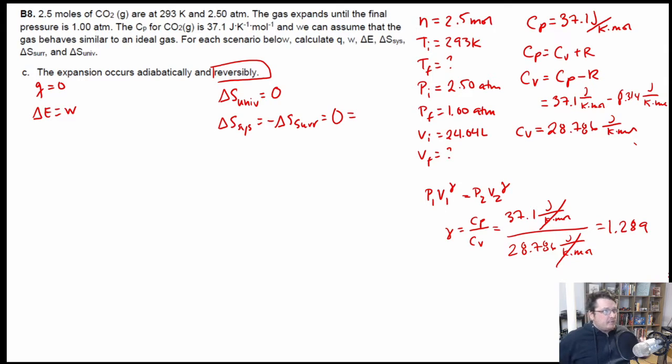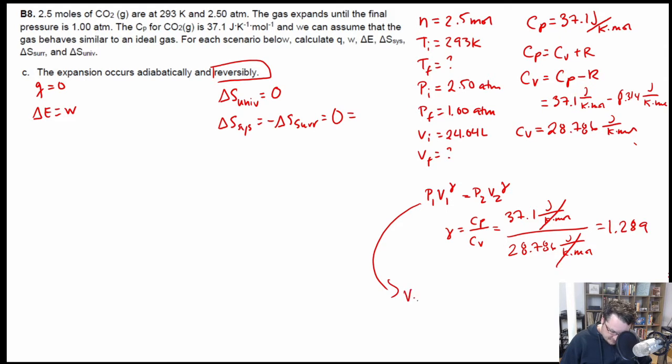So now that we know what the gamma value is, we can calculate what our final volume is, right? Because we know what P1 is, that's the initial pressure. We know what P2 is, that's our final pressure. We know what V1 is, because we've already calculated that previously, so that's going to be the 24.04 liters. So we're trying to figure out what V2 is. So if we take all of this info right here, and we rearrange this equation, right?